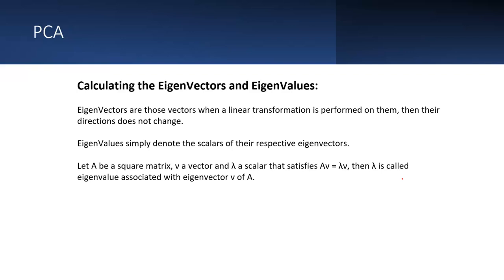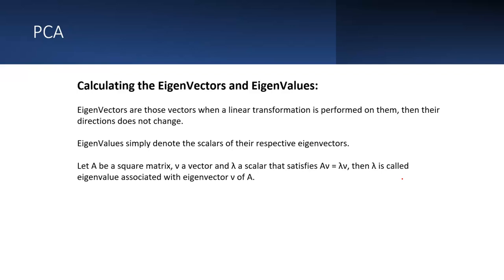So, calculating the eigenvectors and eigenvalues. In mathematics, these are very important factors, and you can use matrices for this if you do it manually. Eigenvectors are those vectors whose directions do not change when a linear transformation is performed on them. Eigenvalues simply denote the scalar of their respective eigenvectors.